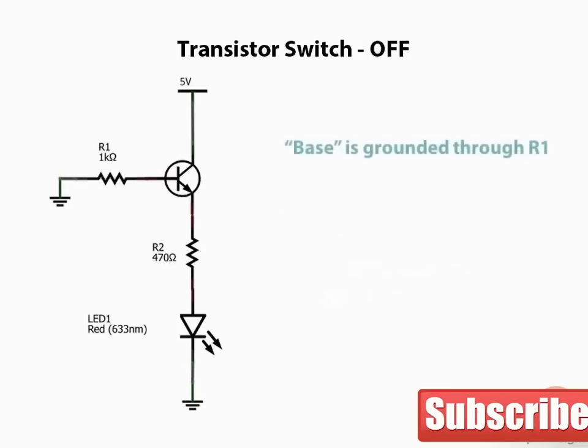If we ground the base through R1, the emitter-collector will not conduct. That is to say, the gate is closed, and the LED will not light. R2 is there to limit the current flow to the LED when the switch is on, as we shall see in our next example.